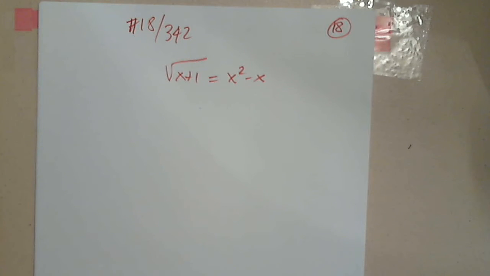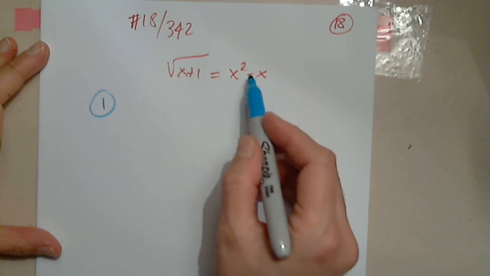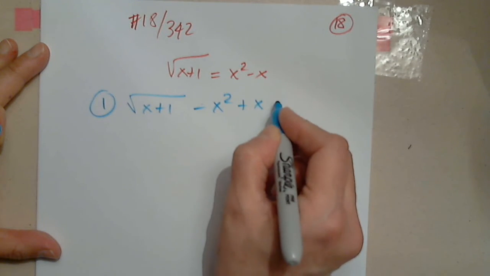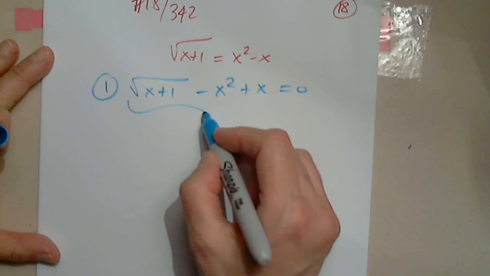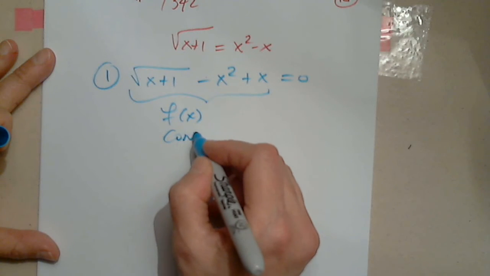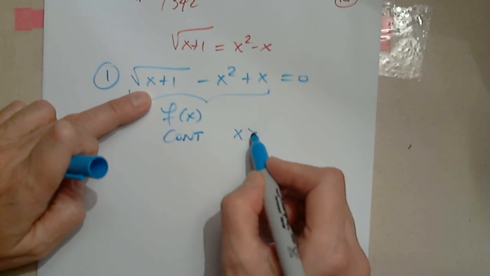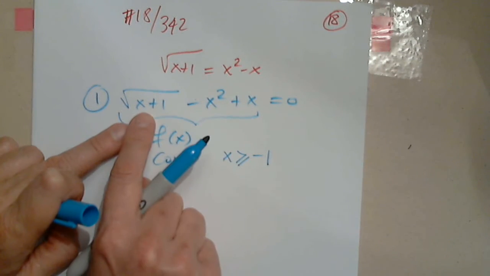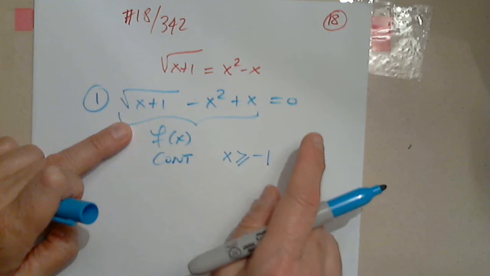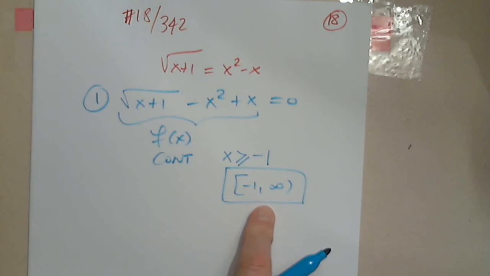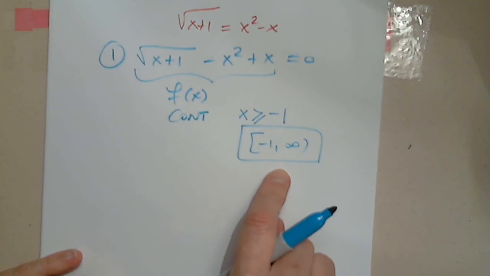It doesn't matter. Okay, in the first step, I have to create a function by moving everything to one side. The square root of x plus 1 minus x squared plus x equals 0. And this is the function that we are talking about. It is a continuous function on x greater than or equal to -1. Careful, here I can plug in anything I want, but here I have to have x plus 1 greater than or equal to 0. So because we will have to use an interval, we have to find the interval.